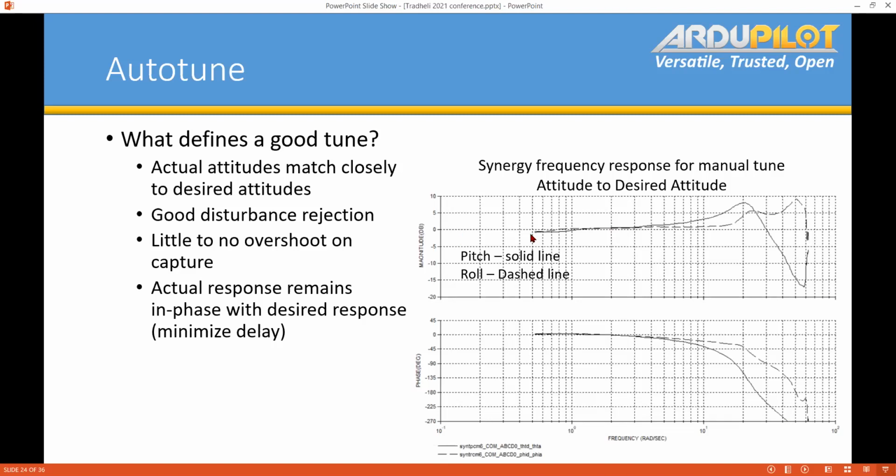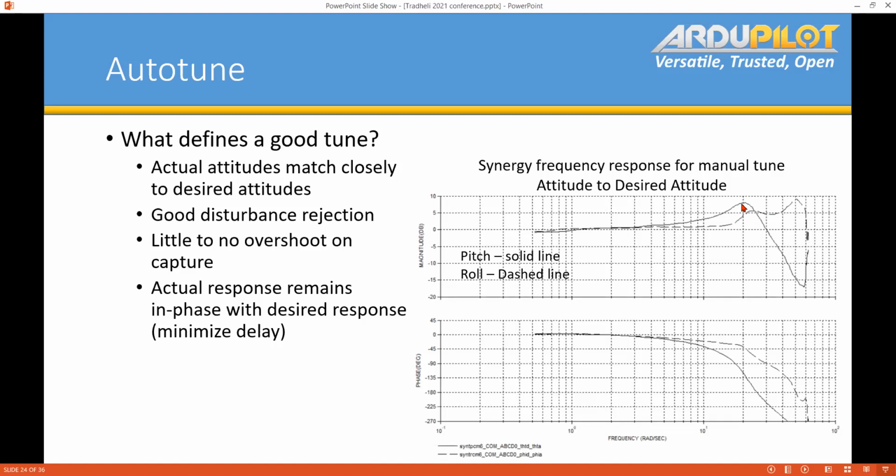And so we can kind of see this in our Bode plots. This is a manual tune of my Synergy helicopter. Leonard and I worked on this for a while, and this is where we got it to, and we thought it was a good tune. But you can see at the higher frequencies that you're going to see a significant amount of overshoot because of this.